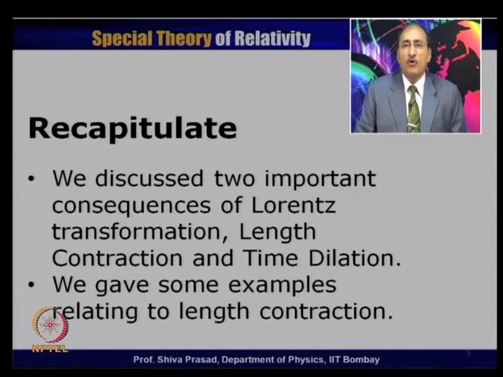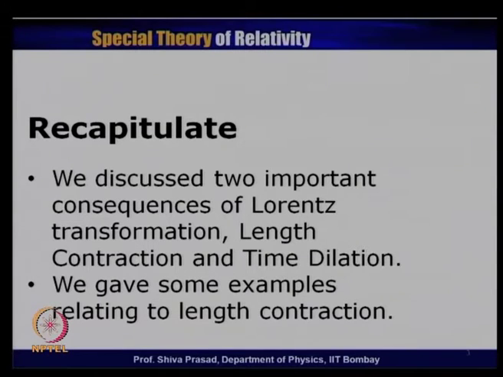Similarly, we had defined a quantity called a proper time interval, which is a time interval between two events in a given frame in which the two events occur at the same position. This proper time interval appears to be dilated, or is supposed to be enhanced or increased, if you go to any other frame of reference in which these two events do not appear at the same position. Then eventually we gave some examples relating to the length contraction. Today we will try to give some more examples initially to discuss various other aspects of Lorentz transformation.